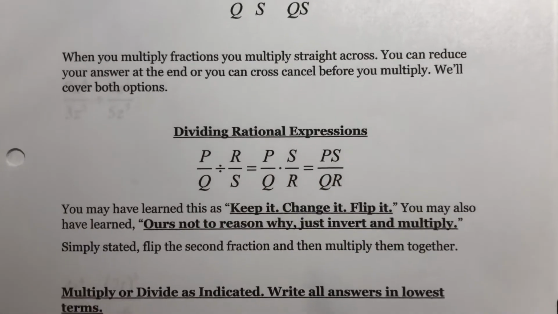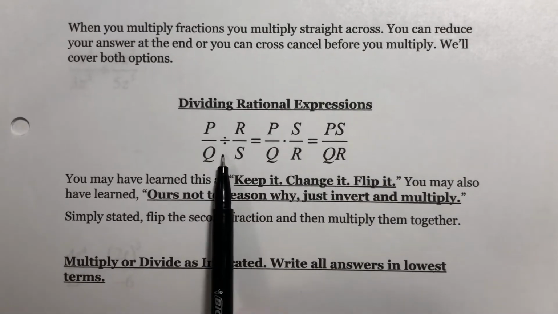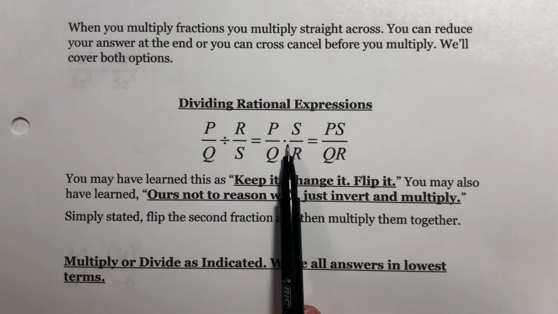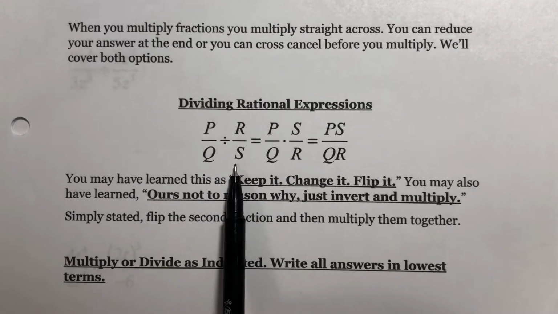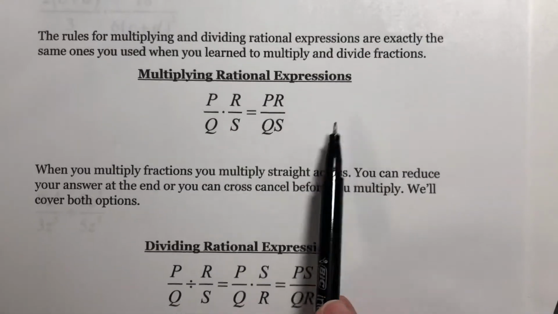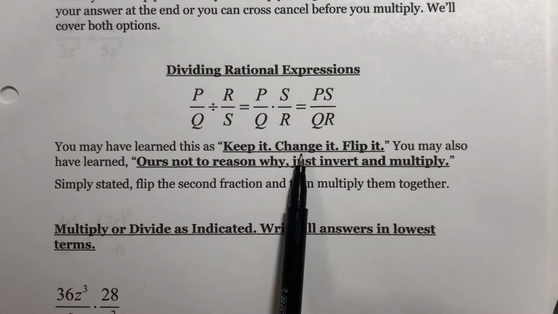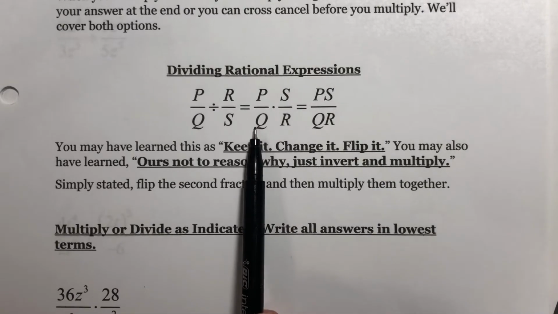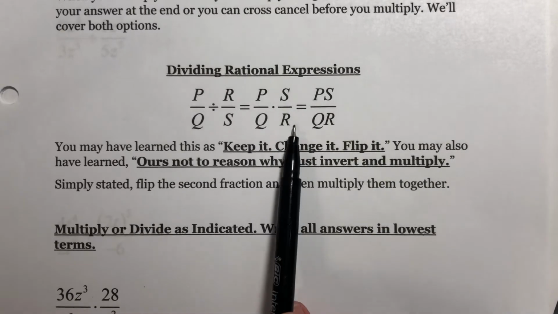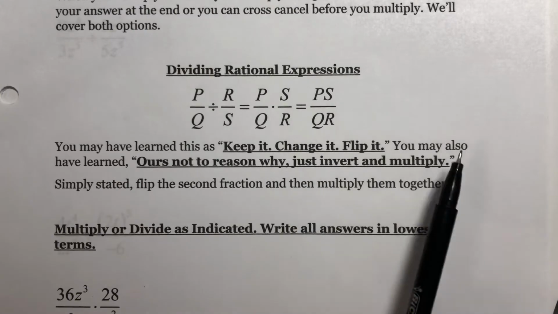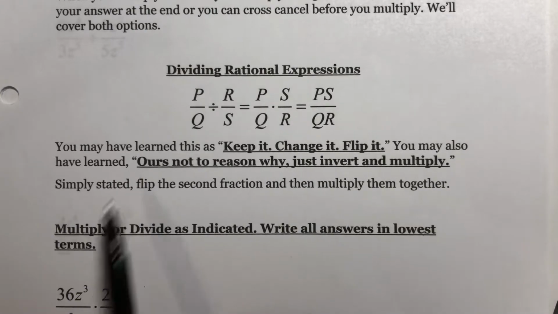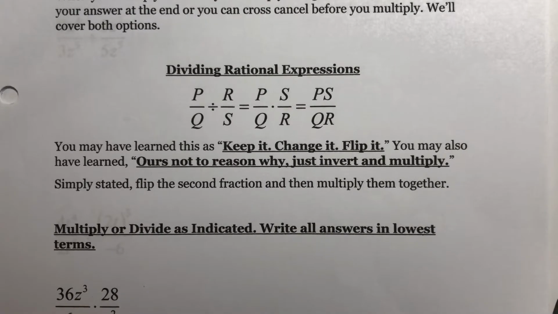Okay? When you are dividing, you change your division to a multiplication and you flip your second fraction. And then once it's a multiplication, you follow the multiplication rules. You may have learned this as keep it, change it, flip it. You keep your first fraction, change it to multiplication, flip your second fraction. You may also have learned "ours not to reason why, just invert and multiply." Don't think about it, just flip it and multiply it.